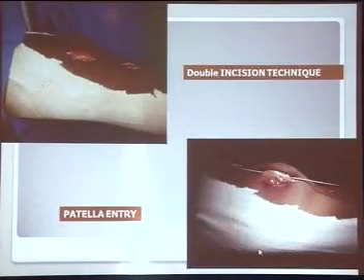And the surgical technique, we use a two incision technique where a small incision was used for graft harvesting. Another incision of 3 to 4 centimeters was made between the patella and the femoral side, so that the skin can be mobilized both upwards and downwards for both patellar fixation and femoral fixation.